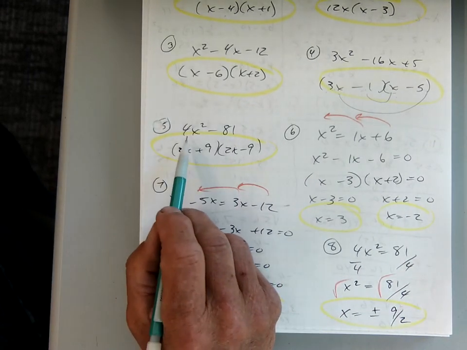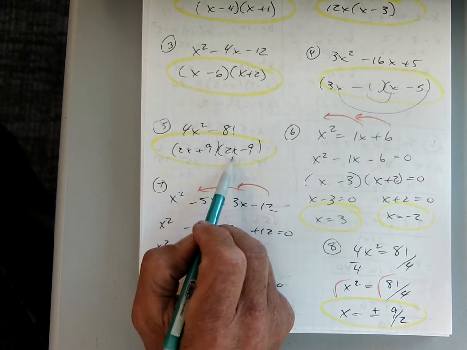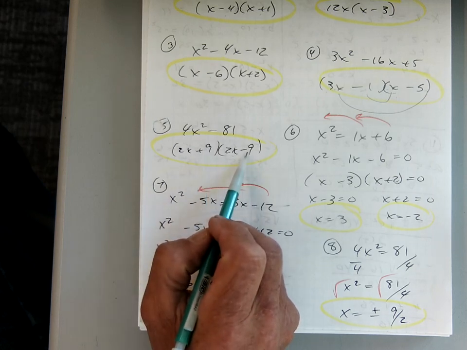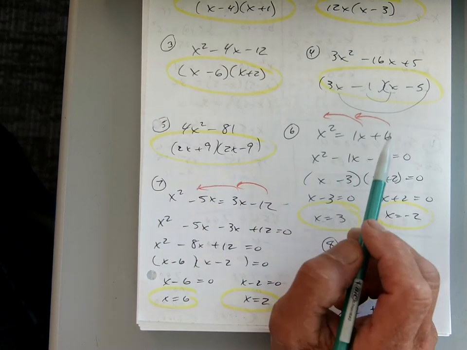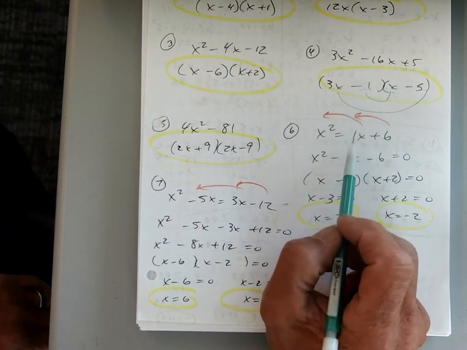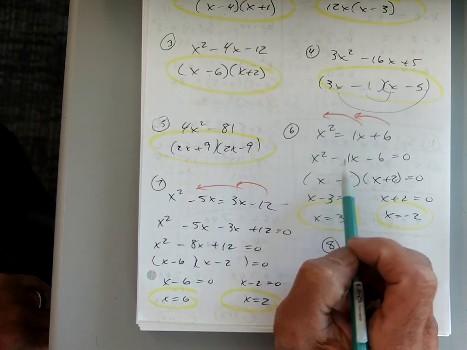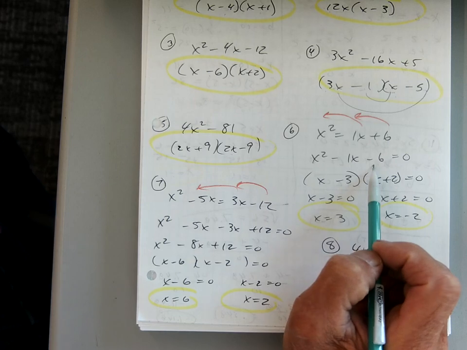This one's going to be difference of squares, (2x plus 9)(2x minus 9). That's it. Oh, easy. Now 6, we got to start solving. It has an equal sign. So I brought over the x by subtracting it. I brought over the 6 by subtracting it. Then I need to factor, okay?